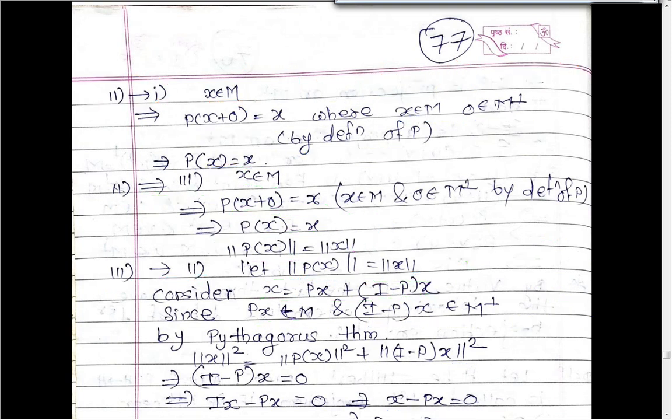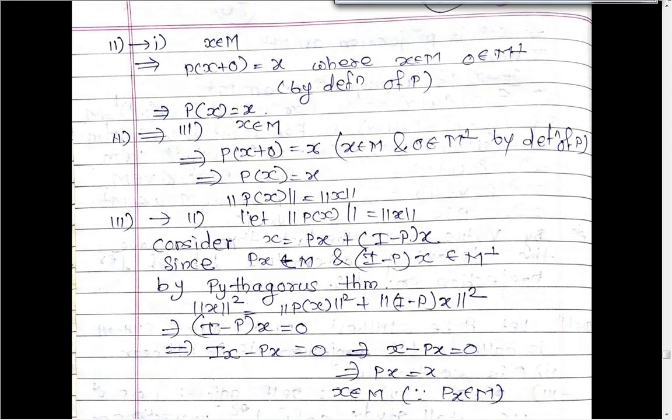So considering these arguments, we get that Px is equal to x, and hence x belongs to M. Because Px belongs to M, what is M? It is nothing but range of P. So that's why Px clearly belongs to M. So if Px is equal to x, it implies Px belongs to M.